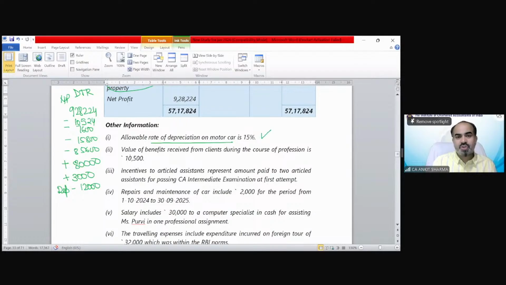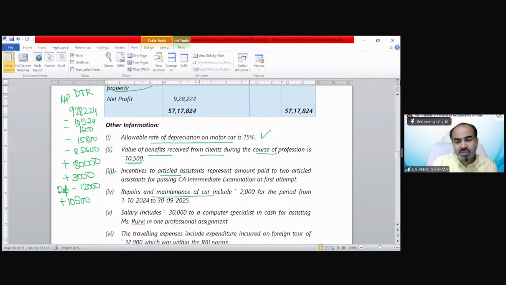Rate of depreciation. Value of benefit received from clients during the course of profession is 10,500. So she received some benefit also from her client during her professional services. So that is my business income, needs to be added back to my PGBP. Incentive paid to articles, etc. Of course, the part of expenditure, not an issue.